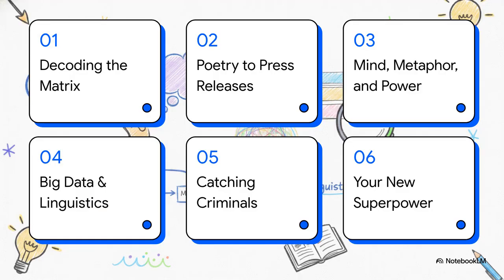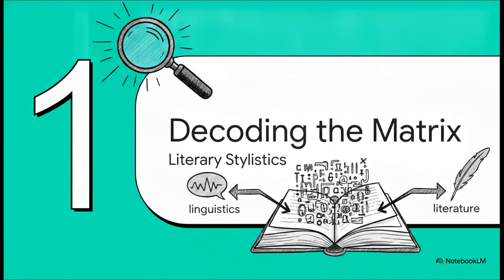We're going to master this hidden code in 6 quick stages today. Decoding the language matrix, from poetry to press releases, mind, metaphor, and power, big data meets linguistics, catching criminals with words, and finally, your new linguistics superpower. Let's kick things off with part 1, decoding the language matrix.